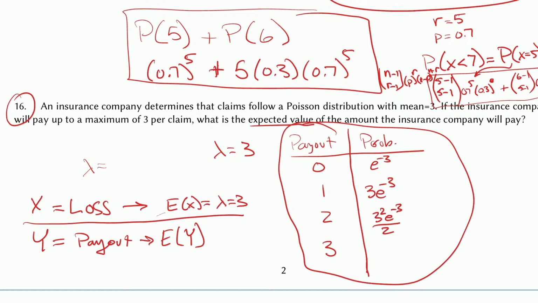This is no longer Poisson. So we're using Poisson here, but for everything else, if your loss is 3 or greater, you're only going to get 3, whatever, $3 million. So what we'll do is just subtract all of this from 1 to get the probability. So it'll be 1 minus e to the negative third minus 3e to the negative third minus 9e to the negative third over 2. There we go.